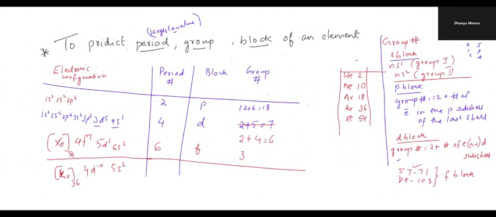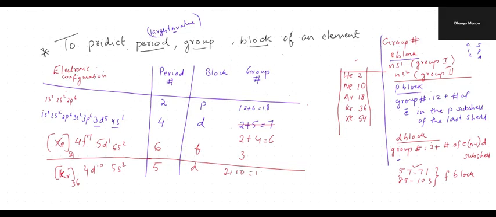In this case, the period number is the largest n value, which is 5. Now, in case of block, if you have confusion, use the n plus l rule. 4 plus 2 is 6, and 5 plus 0 is 5. So clearly it's a d block element. Now, coming to the group number: what is our rule? 2 plus the number of electrons in the d subshell, which is 12.